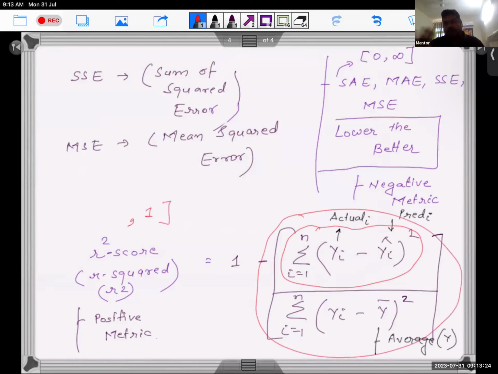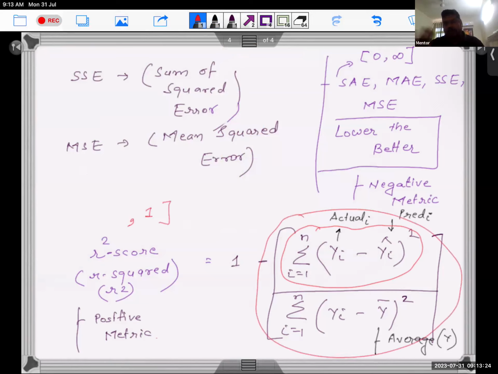So if you think about it, 0 is somewhere in between this range, minus infinity to 1. And this constant model is also one of the bad models. Our goal is to be very, very close to 1, as close as we can get. So this R squared is a positive metric. We also call it goodness of fit.